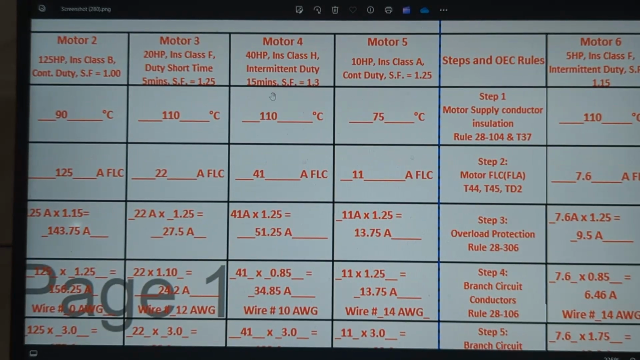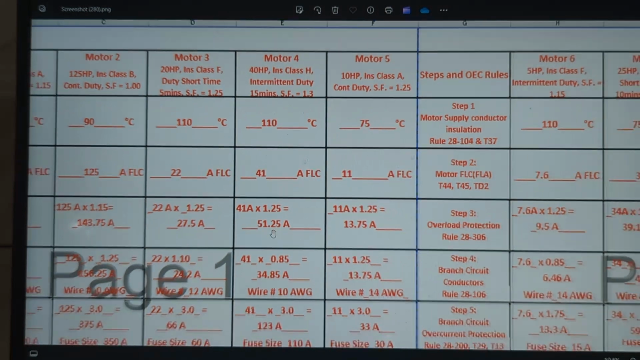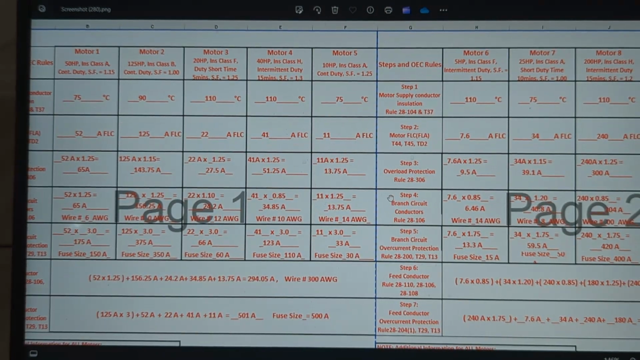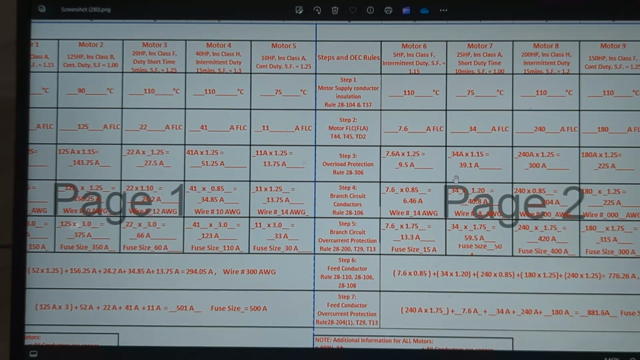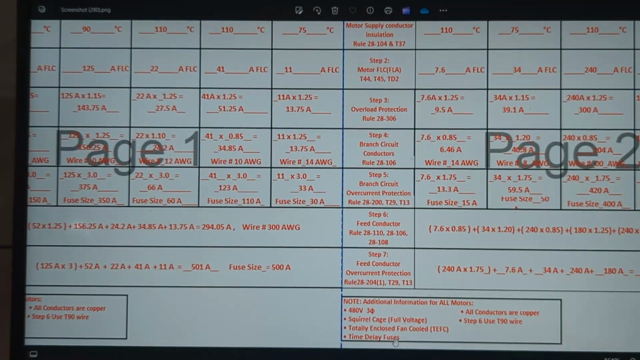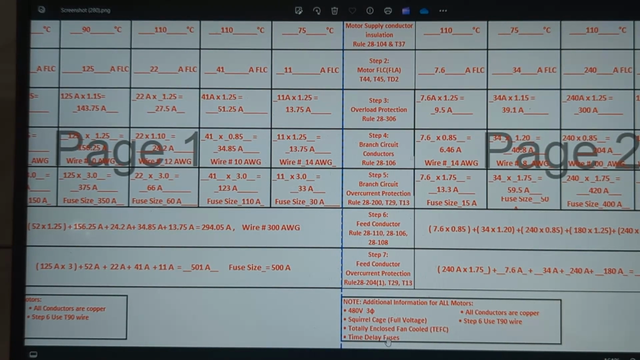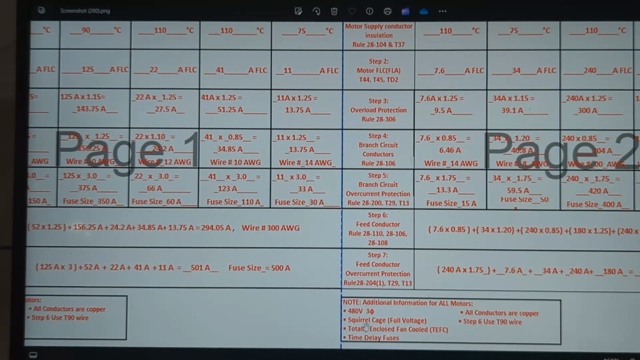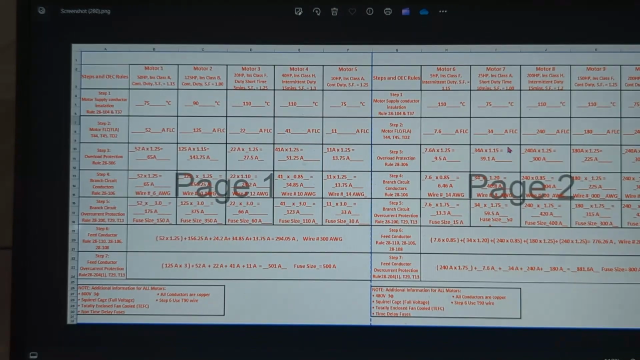Some other motors, you can practice this one also. I will just go through this table so that it will be helpful for you. These are different specifications. You can see these are time delay fuses. Just see the bottom on the right side. These are time delay fuses, totally enclosed, 480 volt, not 600 like the other one. Okay, so this is a good chart to practice.